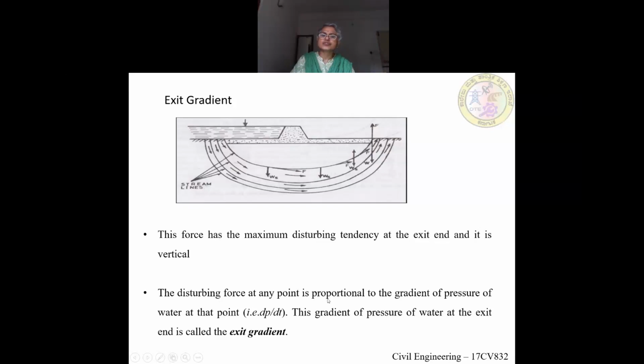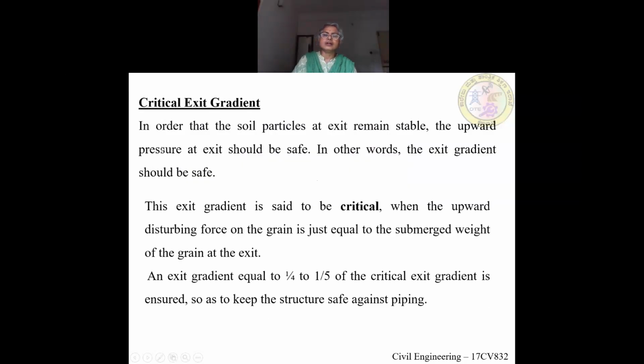The disturbing force at any point is proportional to the gradient of pressure of water at the point. So it will be proportional to the exit gradient. This gradient of pressure at the exit is called the exit gradient, which is denoted by dP by dL. In order that the soil particles at the exit remain stable.